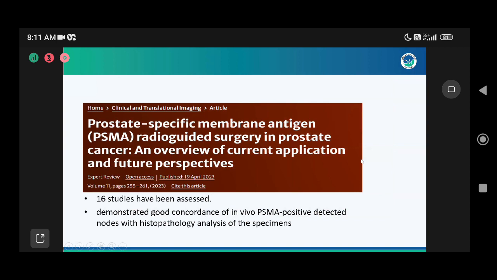overall. And several studies had been published for radio-guided surgery in prostate cancer, and this showed good concordance of in vivo PSMA detectability with histological analysis of the specimen.